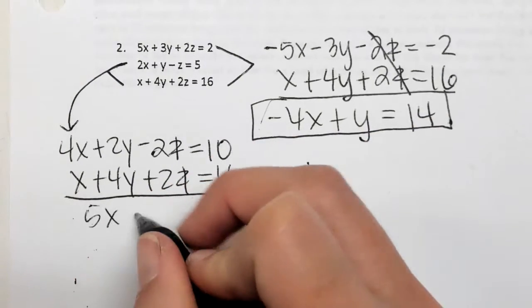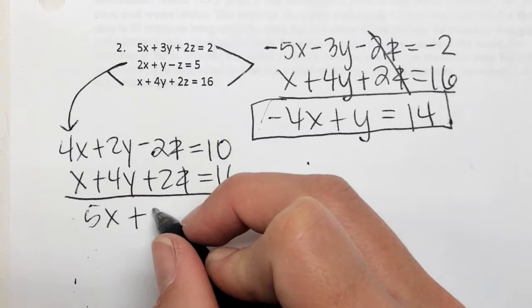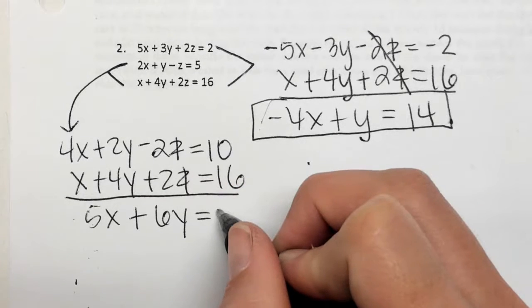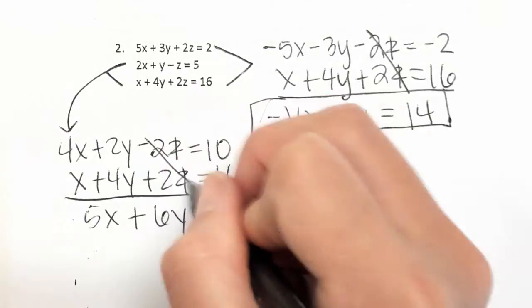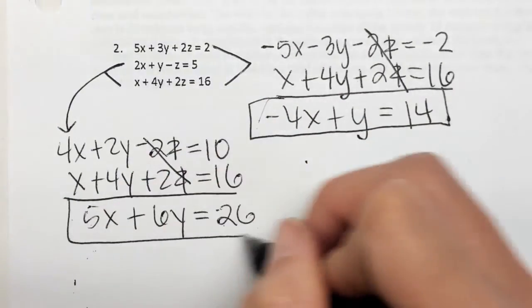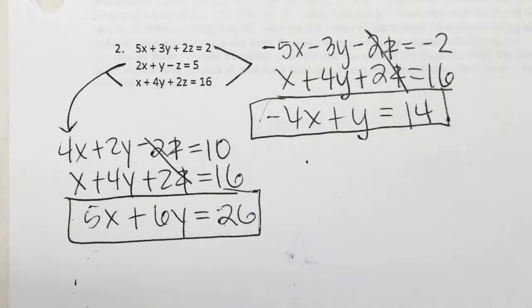5x plus 6y equals 26. Very good. What do I do from here? Add them together? Do I need to do something first before I add them? Okay. Which variable would be easy to cancel out?